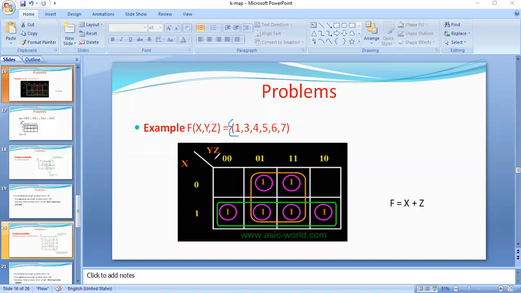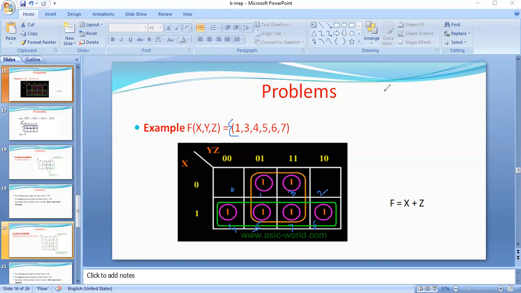After drawing, what is the next step? We have to place the given minterms in the K-map as 1. The given minterms are 1, 3, 4, 5, 6, 7. So actually this is 0, this is 1, this is 3, this is 2, and this is 4, 5, 7, and 6.